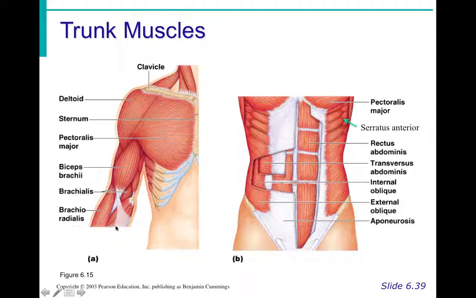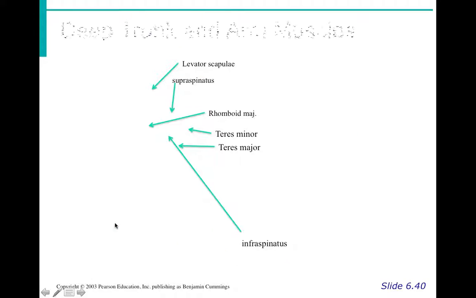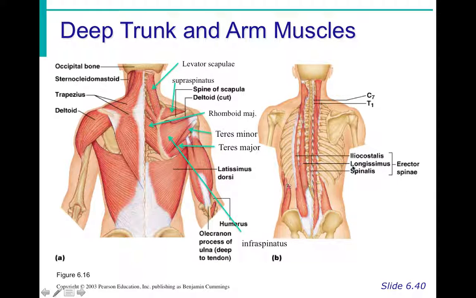We'll leave the arms for now. Just trunk, core, head, back, those sorts of things. You can call all these guys erector spinae, and I'll be happy with that.